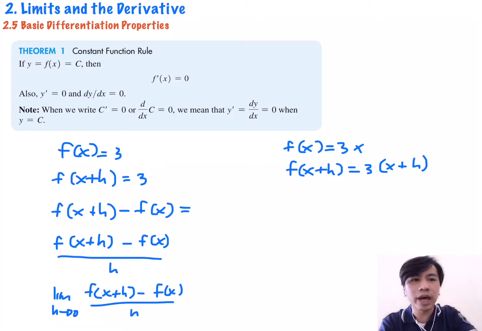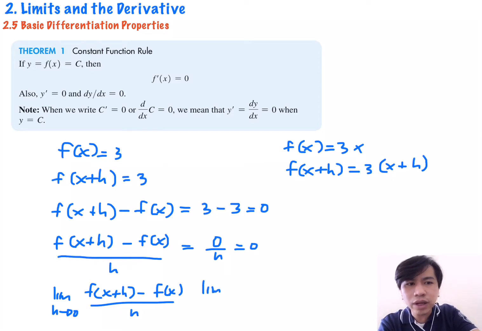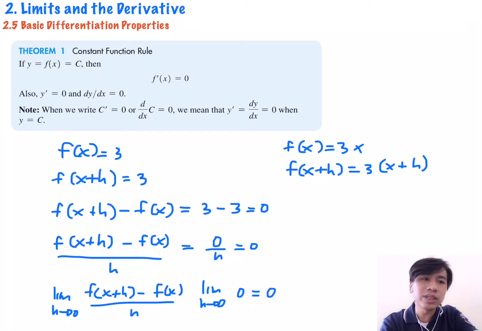Then we have 3 minus 3, where f of x plus h is 3 and we subtract 3, and that will be equal to 0. Then we have 0 divided by h, which is equal to 0. So the limit as h approaches 0 of 0 will be equal to 0. That's how we get that the constant function rule for the derivative is equal to 0.